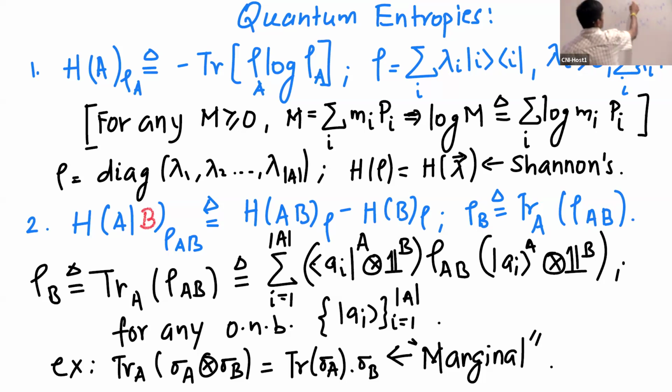Yeah, this is x on the system A. When I write this, I mean x on the Hilbert space A. So this is the trace of x times y on B. So it's just a scalar. So the partial trace will just give me the output on the system B.